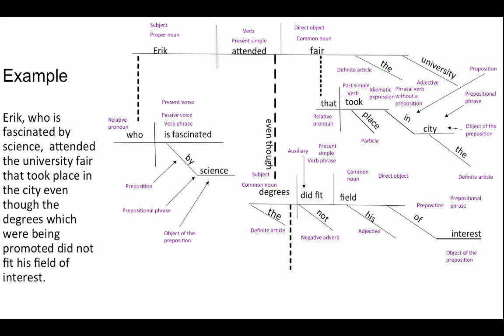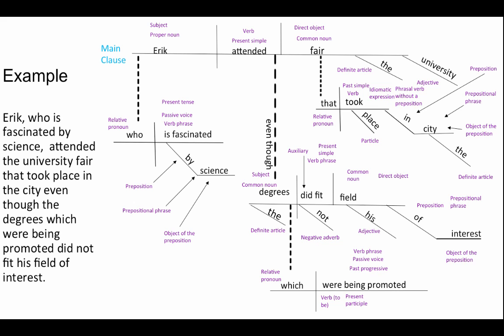Now for which were being promoted. That is another relative clause. So which is the relative pronoun and were being promoted is a verb phrase in passive voice and it's past progressive. Were is the verb to be and being is the present participle.